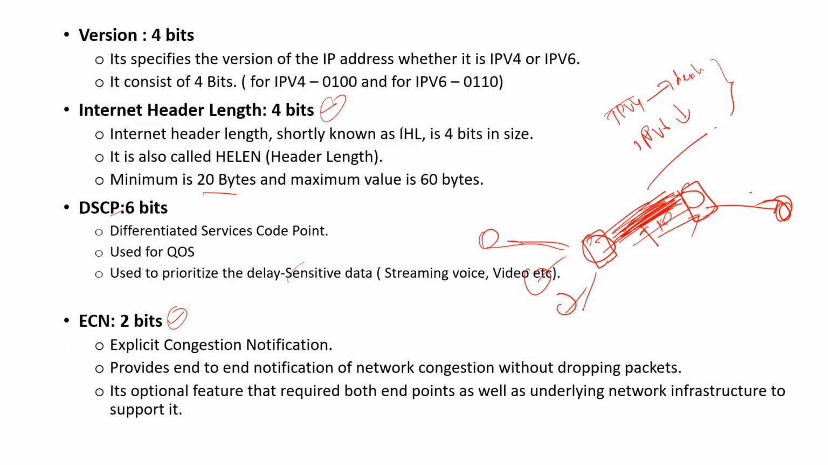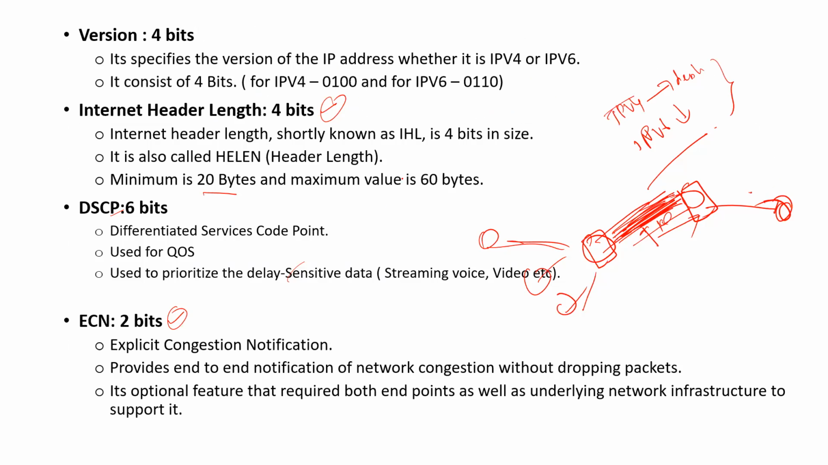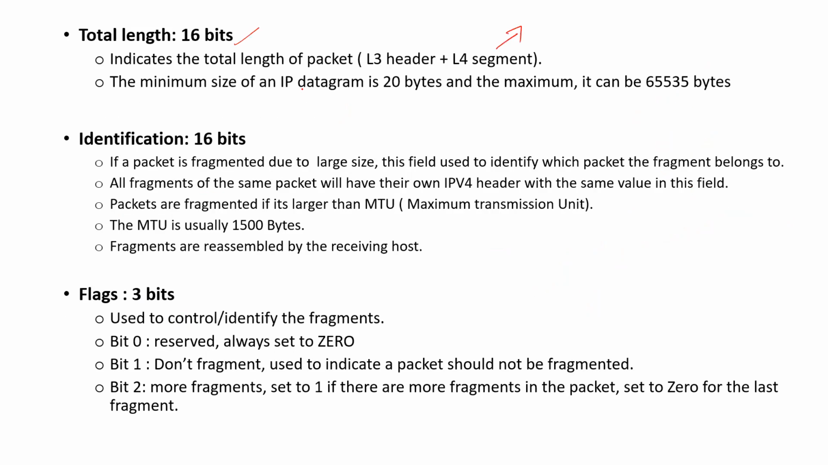So here we have 32 bits. Among them, 16 bits are related to these things and 16 bits are related to total length. So total length is nothing but IPv4 header length plus TCP header length. And the minimum size of that IP datagram is 20 bytes and the maximum is 65535 bytes.